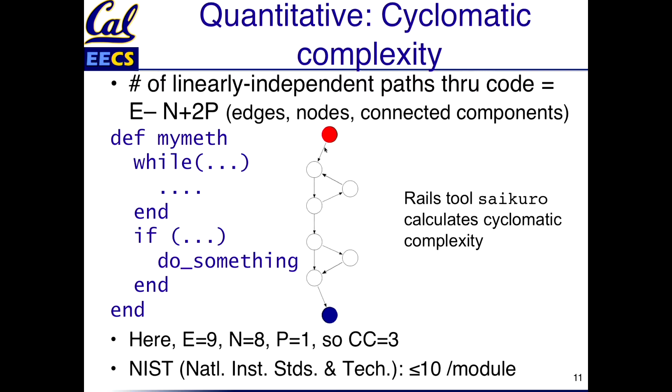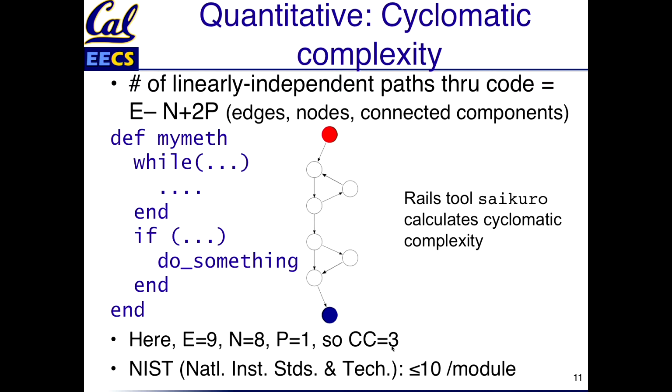So the Charles McCabe complexity, or cyclomatic complexity, for this little outline of a one would be 9 edges, 8 nodes, and 1 connected component. So when you pull it like that, you get a connected component of 3. And once again, the National Institute of Standards has stepped in, defined what government contracts have to do, and it's supposed to be less than 10 per module. And again, in the Rails community, there's a tool, Saikuro, which calculates cyclomatic complexity for you.